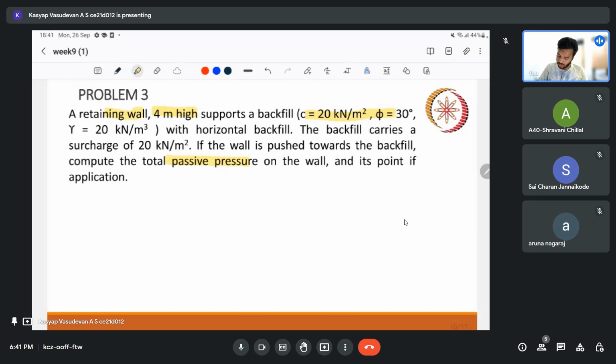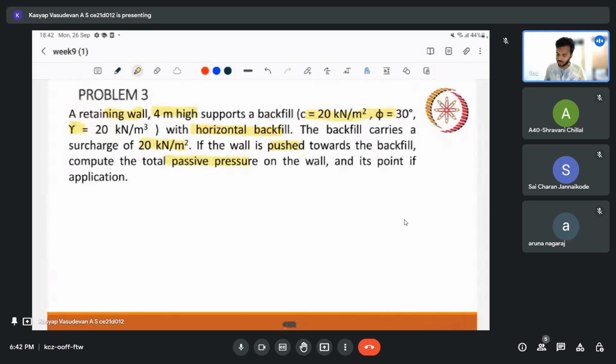So we have a horizontal backfill. We know the details about the soil. It has a surcharge also. If the wall is pushed towards the backfill itself, that means it is a passive case, and we are supposed to find the total passive pressure.